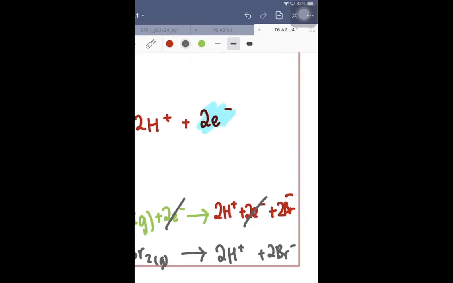Okay, I hope that makes sense to you. It is important for the electrons to cancel out. So on one half equation, the electron has to be on one side, and on the other half equation, the electron has to be on the other side. Only then would you get the oxidation and reduction equations happening.